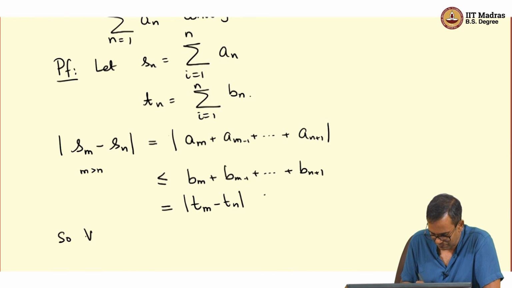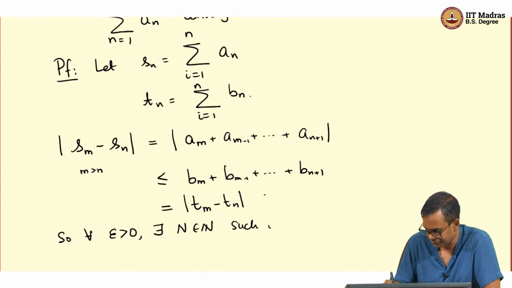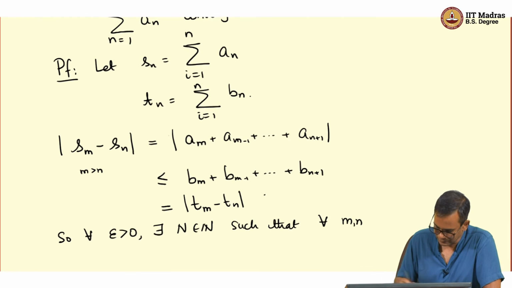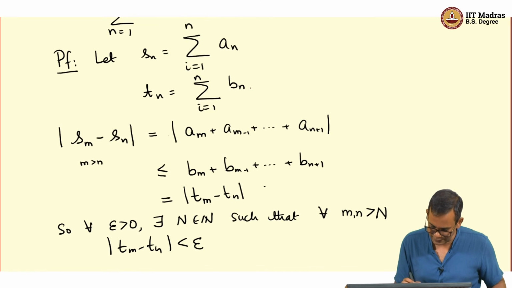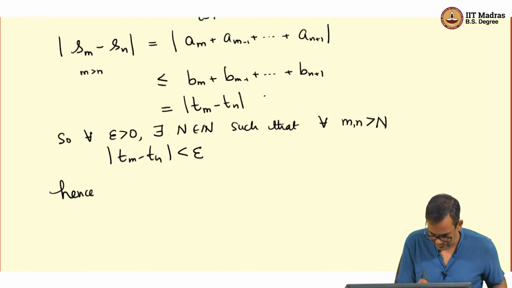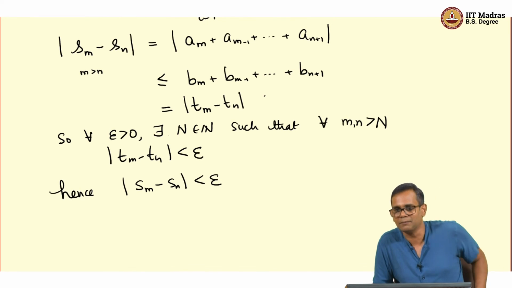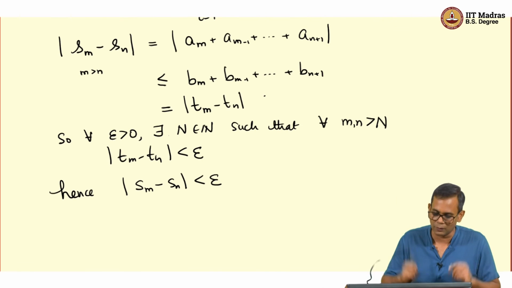So, for every epsilon greater than 0, there exists N in the natural numbers such that for all m, n greater than N, the absolute value of T_m minus T_n is less than epsilon, and this also implies that the absolute value of S_m minus S_n is less than epsilon, because after all it is less than or equal to T_m minus T_n.